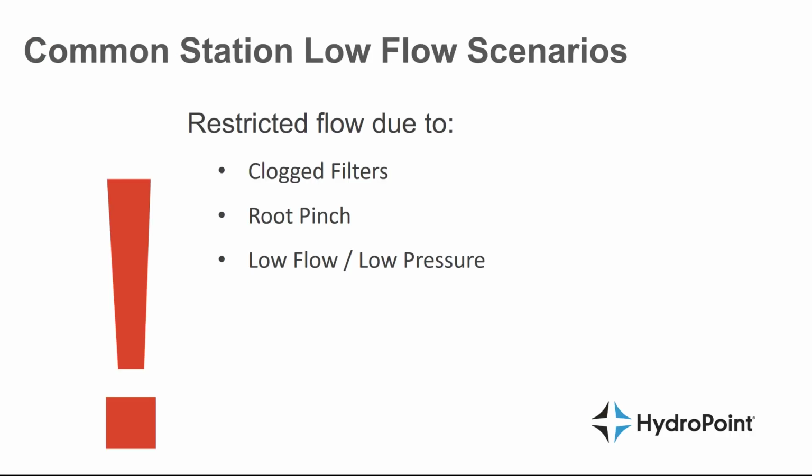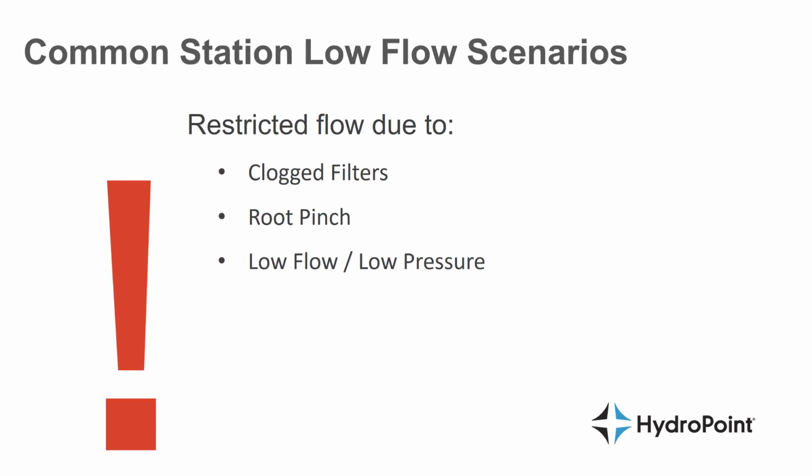Commonly, a station low flow alert scenario is caused by a restricted flow on your irrigation system. So if you're getting this alert for one station, you might have clogged filters or a root pinch that's constricting the flow on that station. If you're getting this alert for many stations, you might have a backflow or isolation valve that's partially turned off and restricting the flow and pressure for the entire system, causing multiple stations to create station low flow alerts.